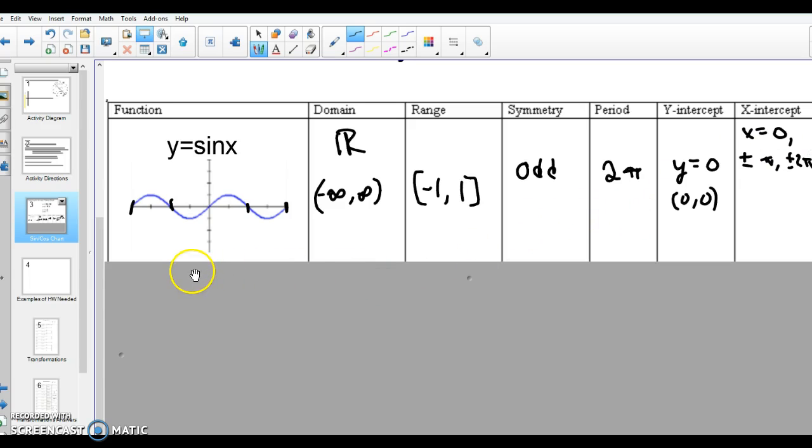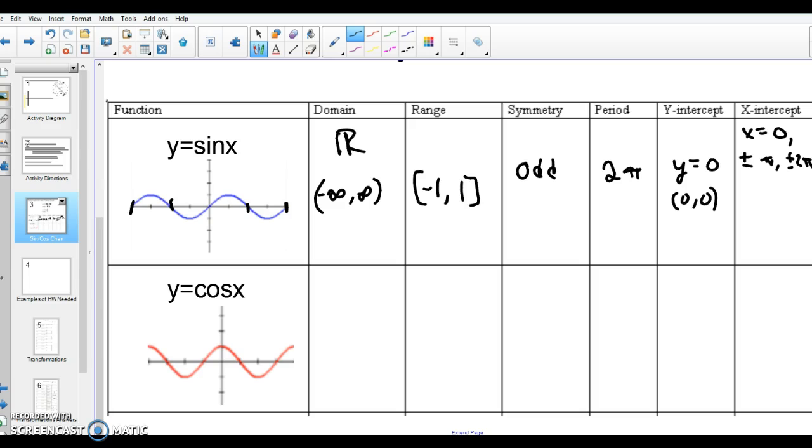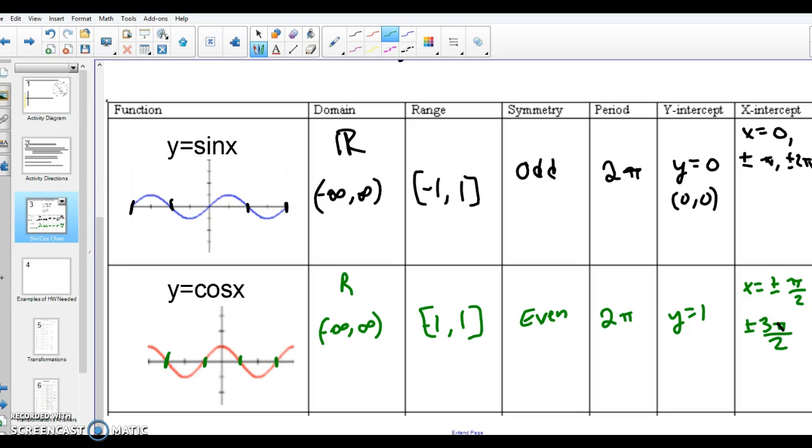Go ahead and pause the video here, graph cosine for yourself, and then see if you can fill in the features of cosine from the graph that you can see on your calculator. Okay, I hope you've had a chance to take a look at the graph of cosine on your calculator. Here are the answers for cosine.